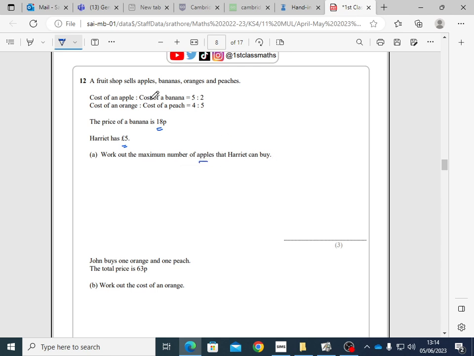Okay, so apples to bananas. Let's just do that first. So we've got 5 to 2, and bananas are 18. So what's the multiplier there? It's 9. So if we do the multiplier here by 9, we'll get 45. So that tells me that if bananas are 18p, apples will be 45p.